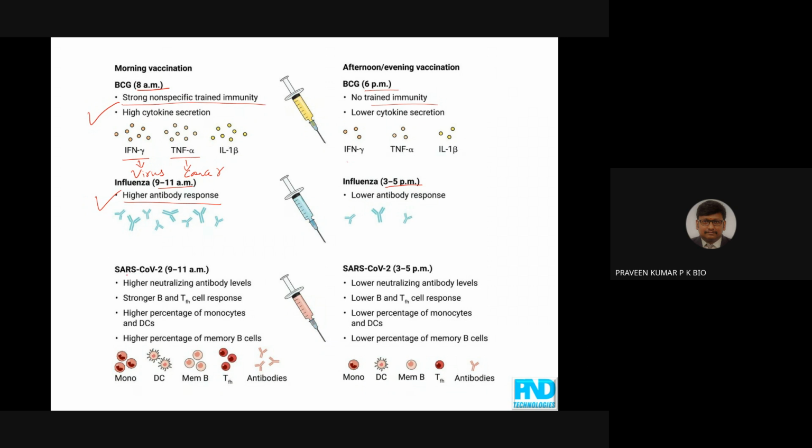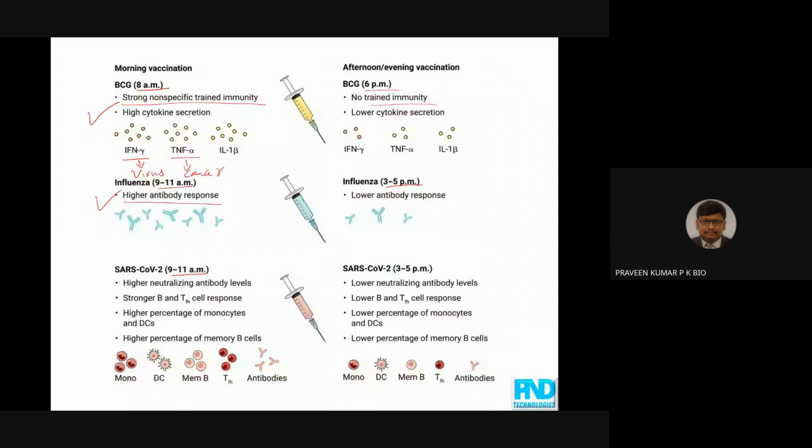The next thing is SARS-CoV-2. If the vaccine is taken at 9 to 11 a.m., we find higher neutralizing antibody levels. Not only that, we find stronger B and helper T cell response. Higher percentage of monocytes and dendritic cells are found. Higher percentage of memory B cells are found. Everything is found to be high here if taken in the morning.